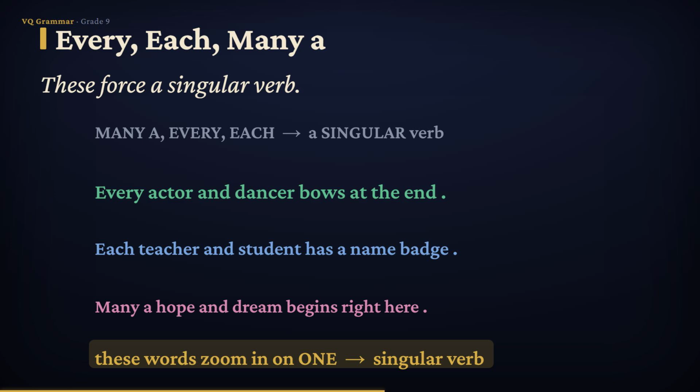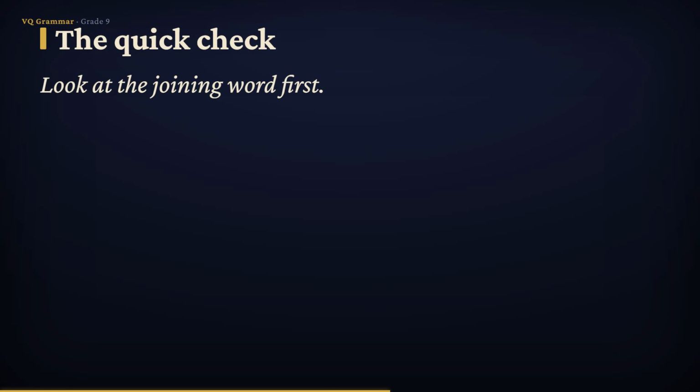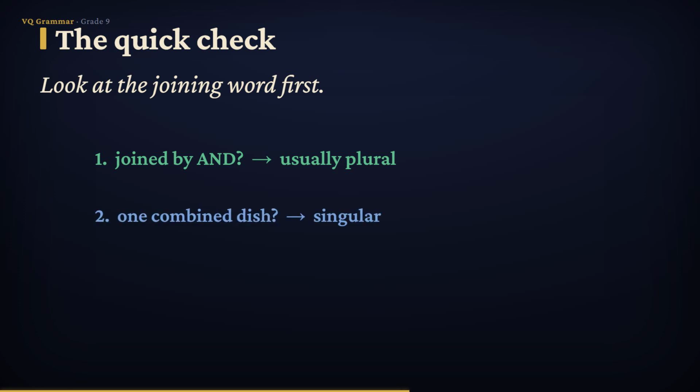Whenever you see those words in front, reach for the singular verb. Let's boil the whole lesson into a quick check you can run on any compound subject. Step 1. Is it joined by and? Then it's usually plural. Step 2. But do those two parts really name one combined thing, like a single dish?